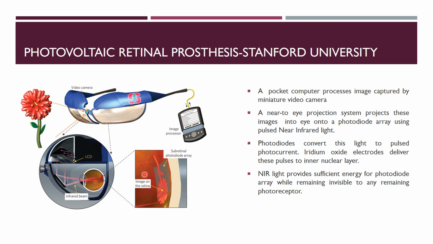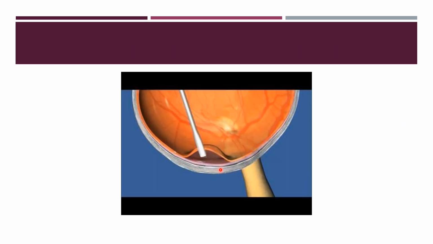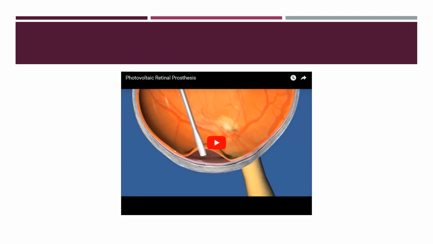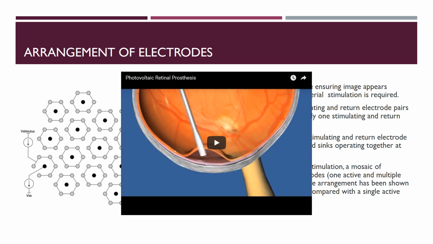So the near infrared light provides sufficient energy for these diodes while remaining invisible to any remaining photoreceptors. So there is no wire which has to come out from the sclera of the eye and connect to the battery bank. All the power is being supplied by the near infrared light. We can see a video in which we see how this operation is done.